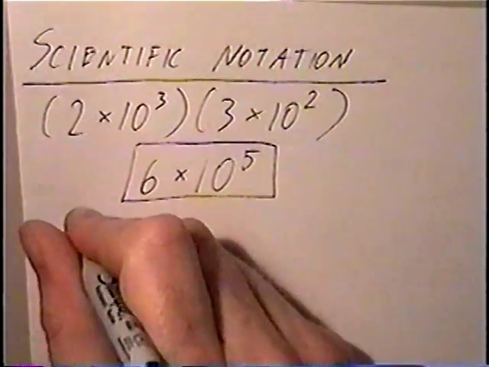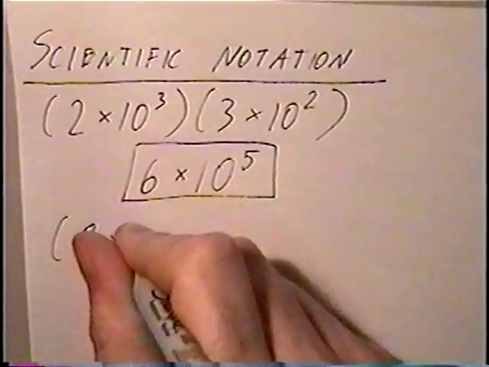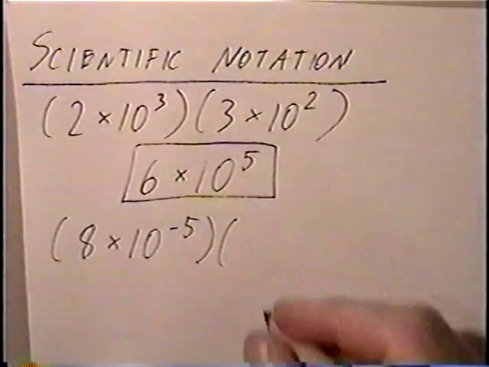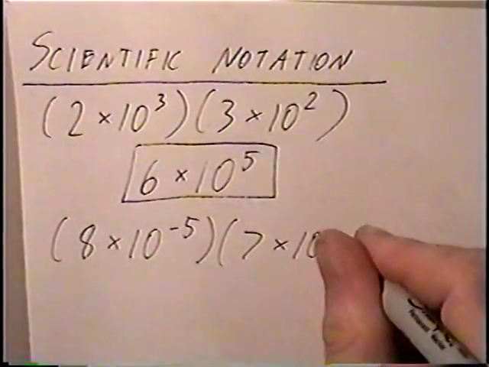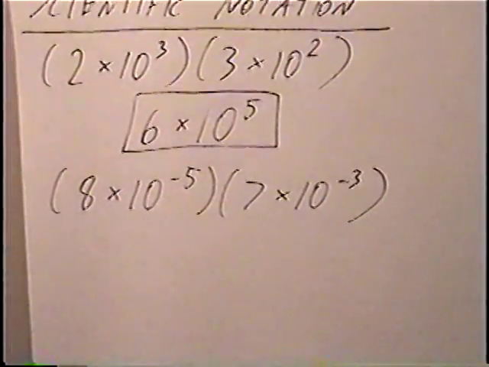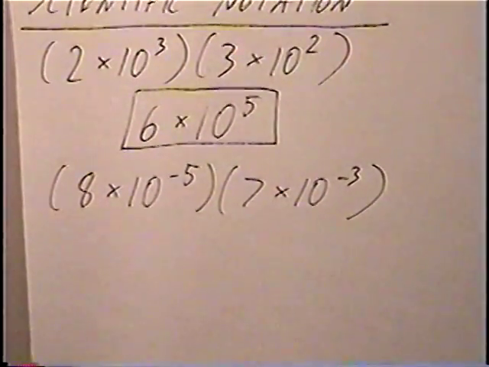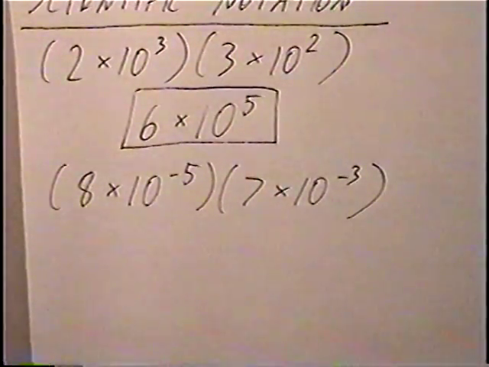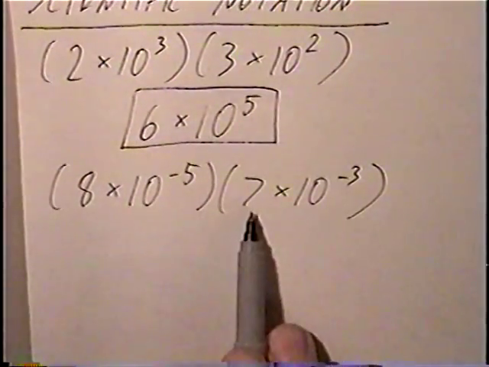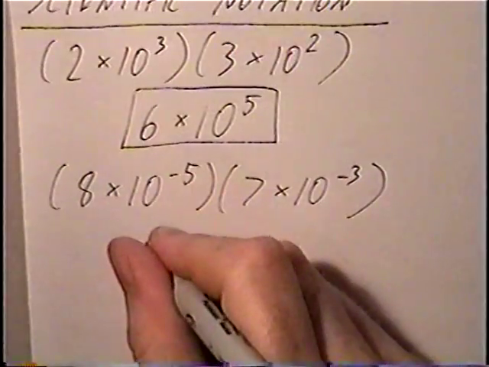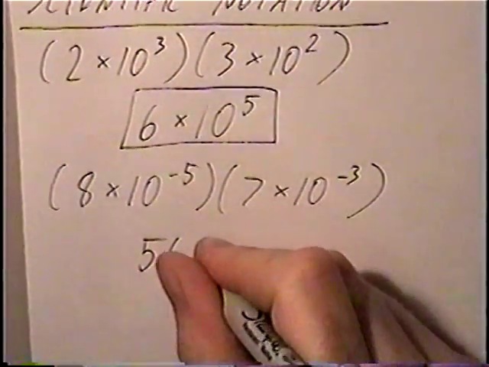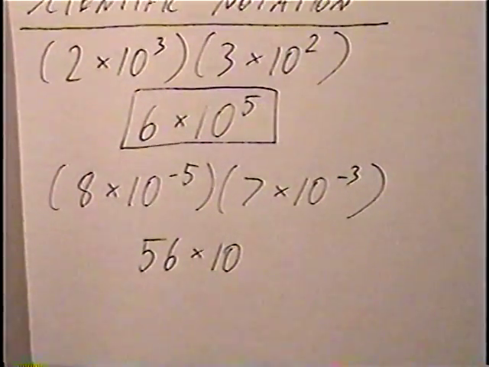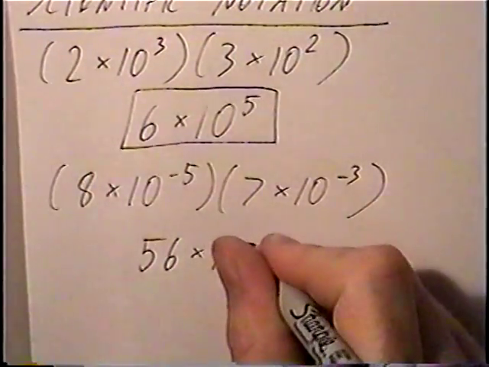And last question for the section. 8 times 10 to the negative 5th power times a second number, 7 times 10 to the negative 3rd power. And again, each of these numbers is in scientific notation, where you have a number less than 10 times 10 to some exponent. To combine two scientific notation numbers, we can multiply the numbers, 8 times 7, which would be 56, and times 10. The exponents we can add: negative 5 plus negative 3, which would be negative 8.